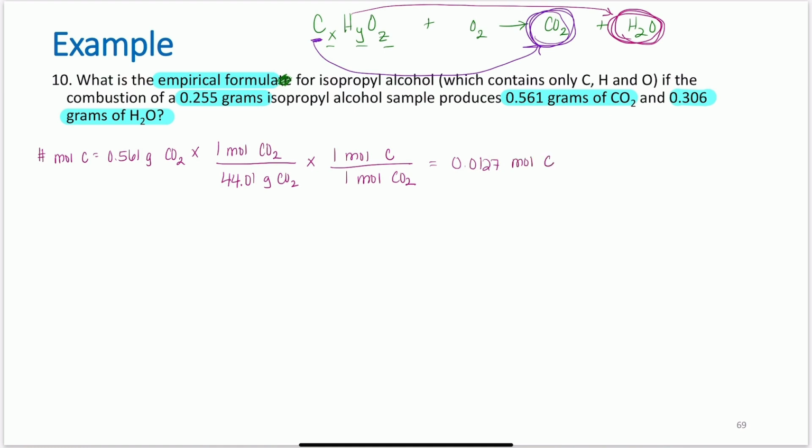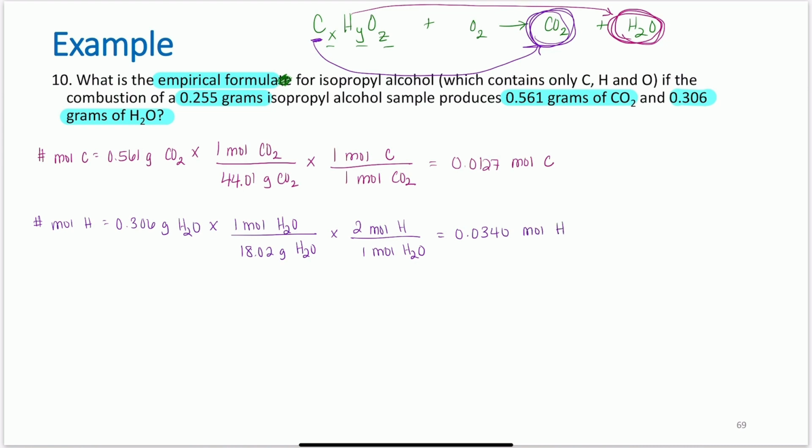I'm going to do a similar process for hydrogen. Number of moles of hydrogen. I have 0.306 grams of water. Convert that to moles of water. And I know I have 2 moles of hydrogen for every 1 mole of H2O. This gives me 0.0340 moles of hydrogen.